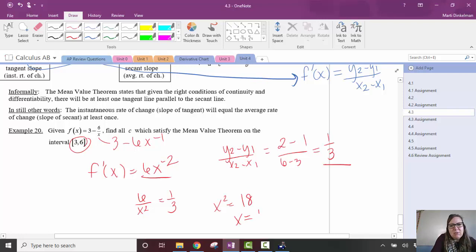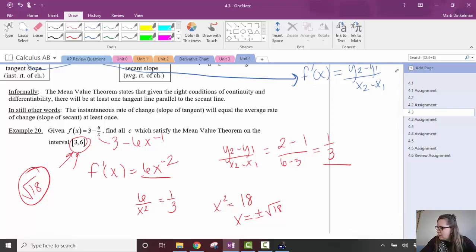So technically x should be plus or minus square root of 18. But remember the interval that we're talking about up here, 3 to 6. That negative root 18 is not going to fit. So the answer that we want to make sure that we circle is the positive square root of 18. Okay. And I think that's the only example he has here.